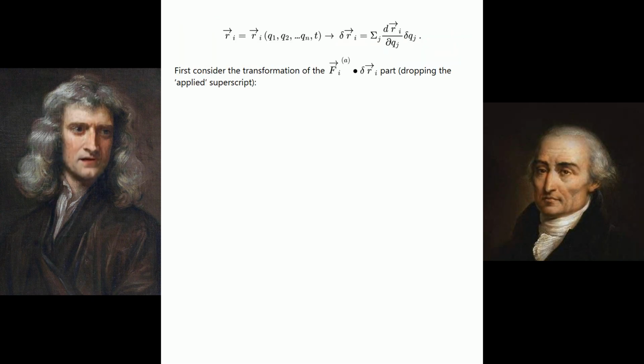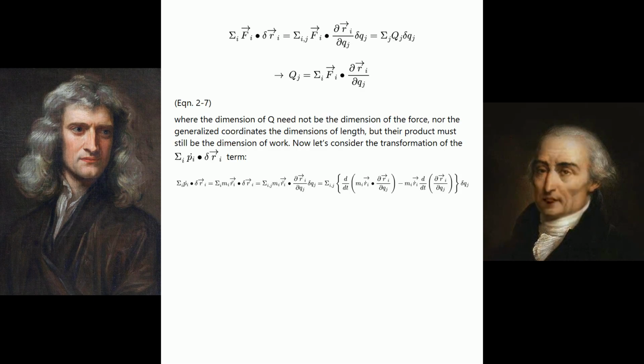See the next equation. First consider the transformation of the F⃗_i · δr⃗_i part, dropping the applied superscript. Equation 2-7. Where the dimension of Q need not be the dimension of force, nor the generalized coordinates the dimensions of length, but their product must still be the dimension of work. Now let's consider the transformation of the ṗ term.